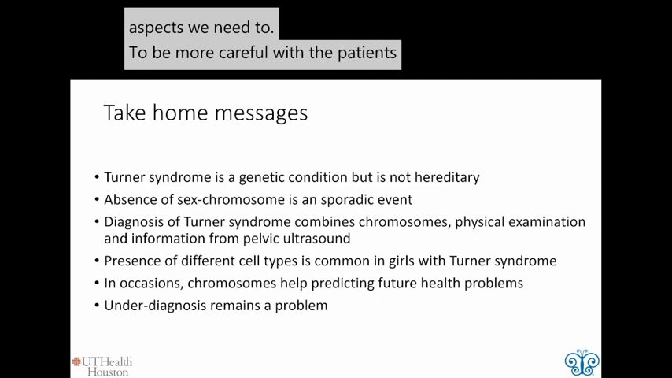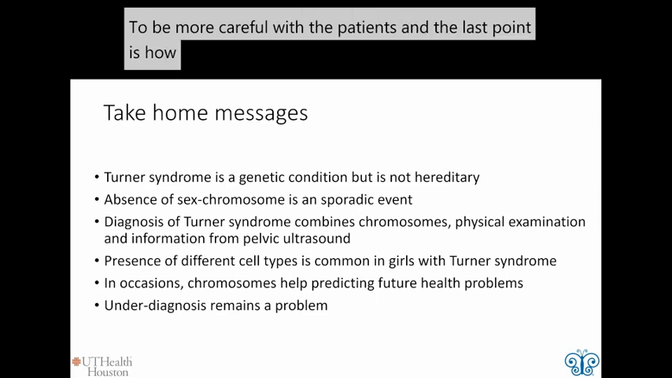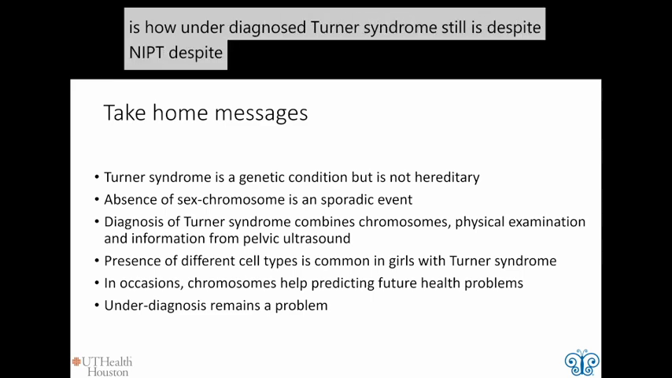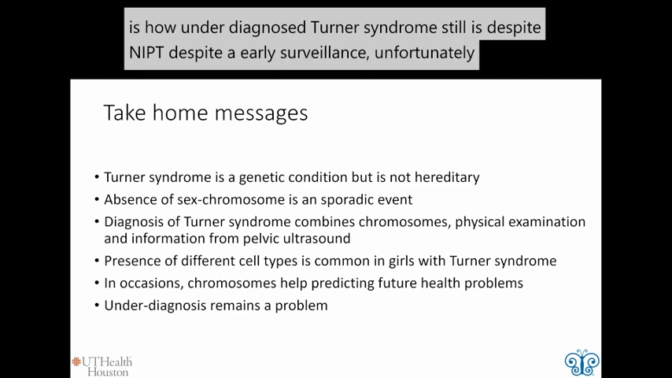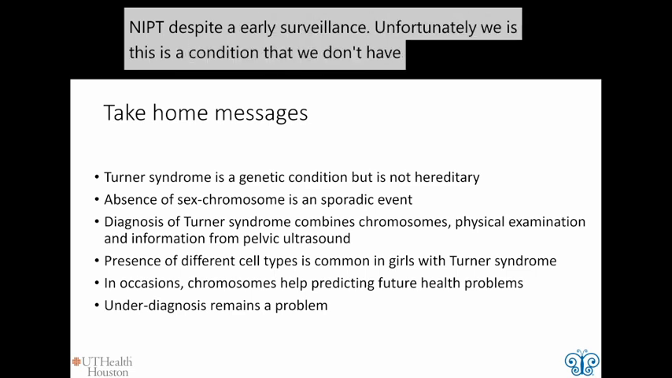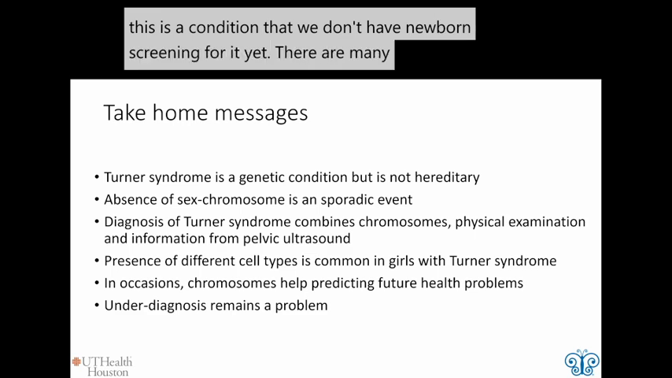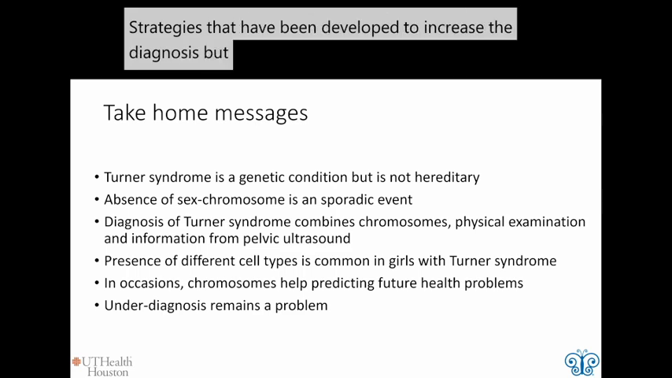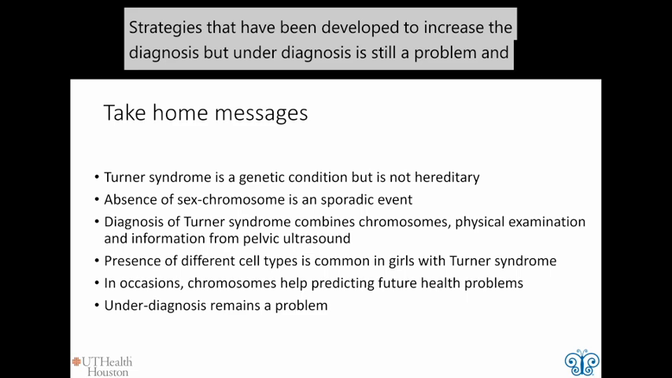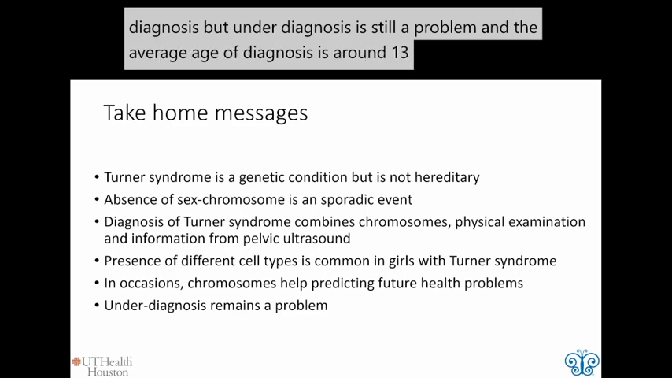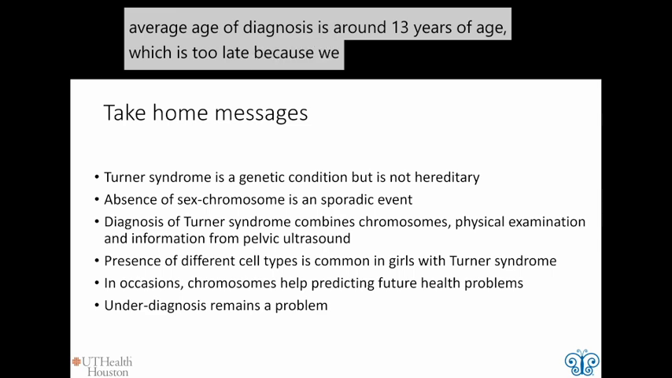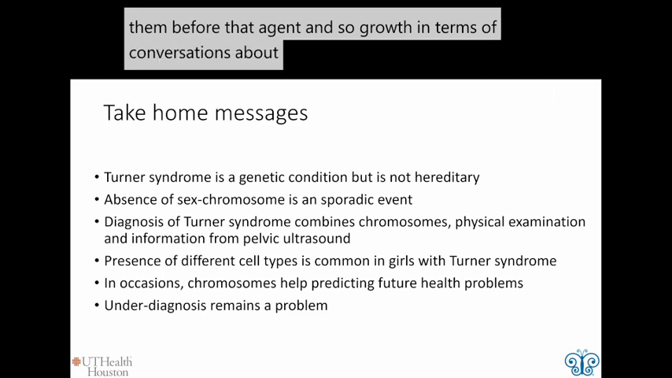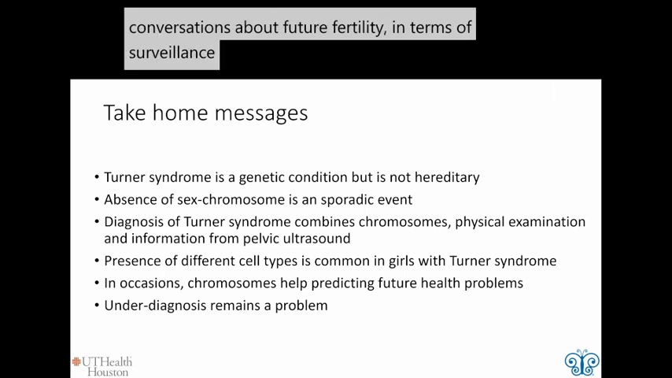And the last point is how underdiagnosed Turner syndrome still is, despite NIPT, despite early surveillance. Unfortunately, this is a condition that we don't have newborn screening for yet. There are many strategies that are being developed to increase the diagnosis, but underdiagnosis is still a problem, and the average age of diagnosis is around 13 years of age, which is too late because we could do a lot of things for them before that age in terms of growth, in terms of conversations about future fertility, in terms of cardiac surveillance.